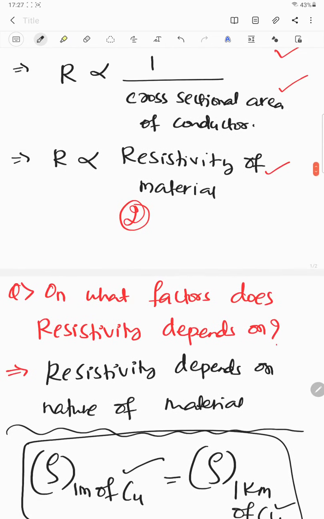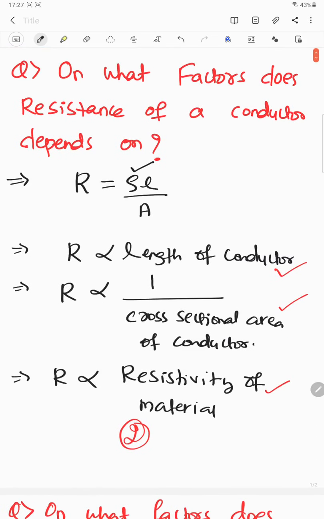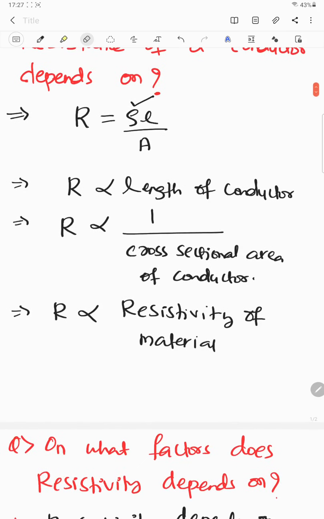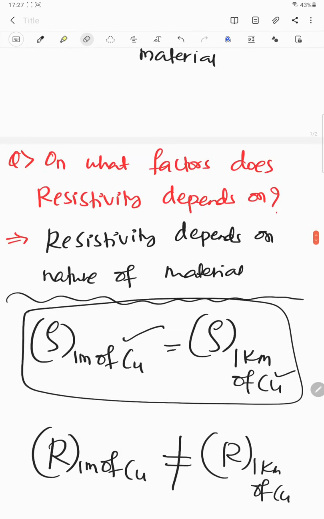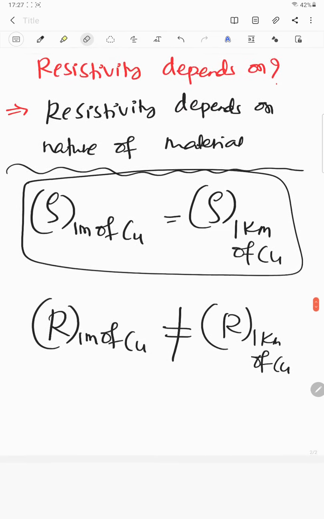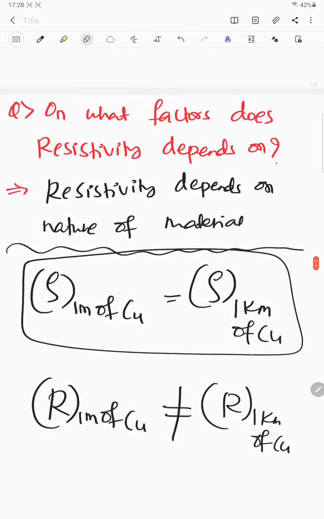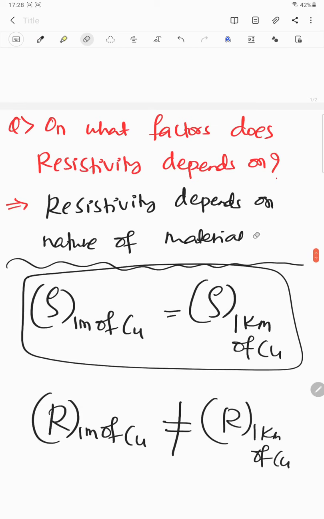That's a different discussion. What I want to tell you here is that resistance depends on 3 factors: one is length, another is cross-sectional area, and next is the resistivity of the material. So it is dependent on all these 3 factors I have mentioned. But this resistivity depends only on the nature of the material. Whatever the nature of the material is, it depends only on that.